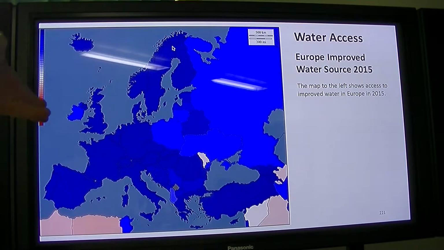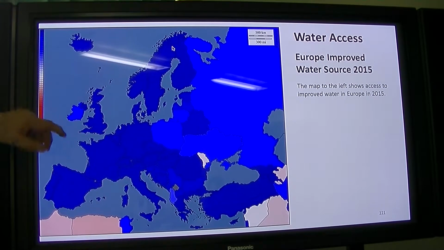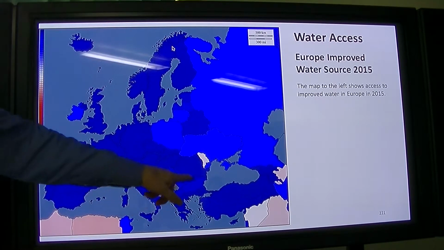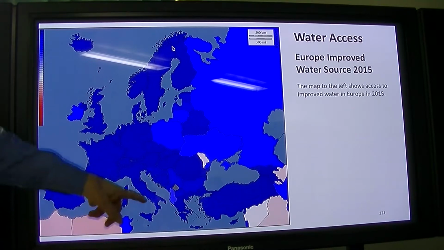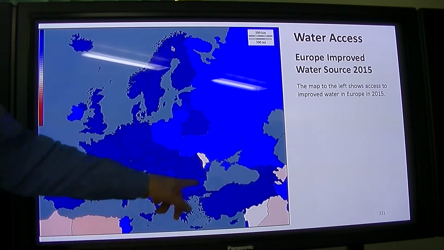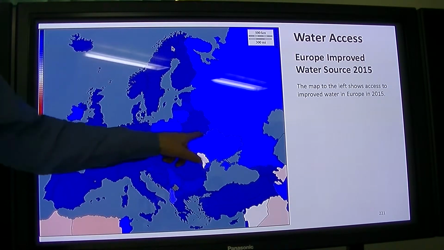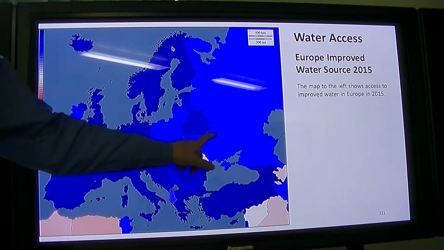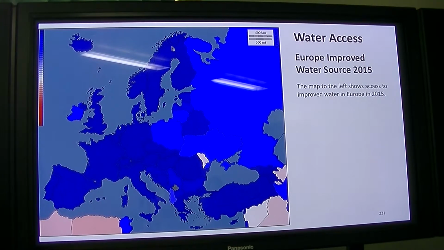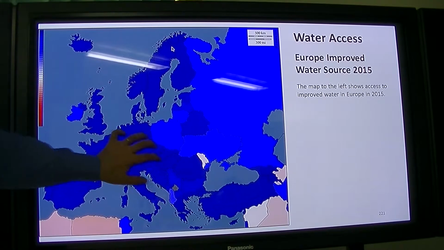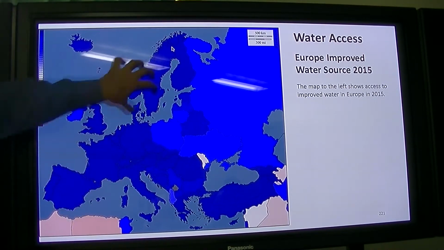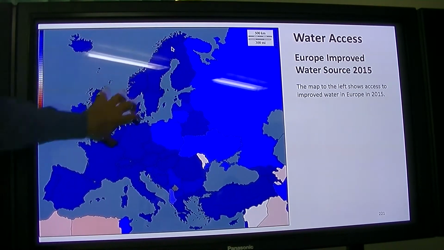Of course, that's Europe. It's basically 100%. These are all 100%. Everybody. Ireland a little bit less, probably because of the rural areas. That's Moldova. They don't quite. You can see how different. Ukraine a little bit. There are people that don't have access to clean water in a country like Ukraine. But basically, all of these countries are 100%.